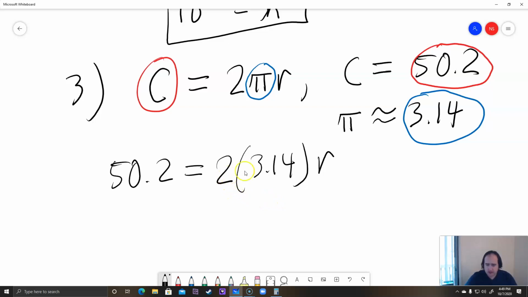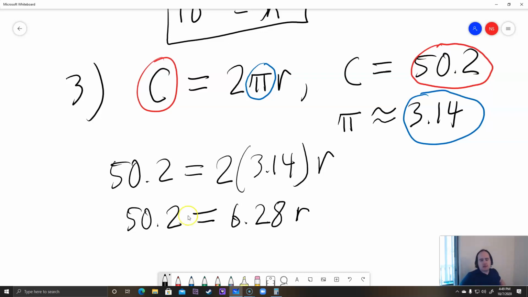So first off, we're going to want to do our multiplication here. Some of you might be able to do this multiplication in your head. 2 times 3.14 just means we multiply each digit by 2. So 2 times 4 is 8, 2 times 1 is 2, and 2 times 3 is 6. So it actually gives you 6.28. But if you can't do it in your head, you can use a calculator or you can write it out vertically. But that one's not too bad to multiply.